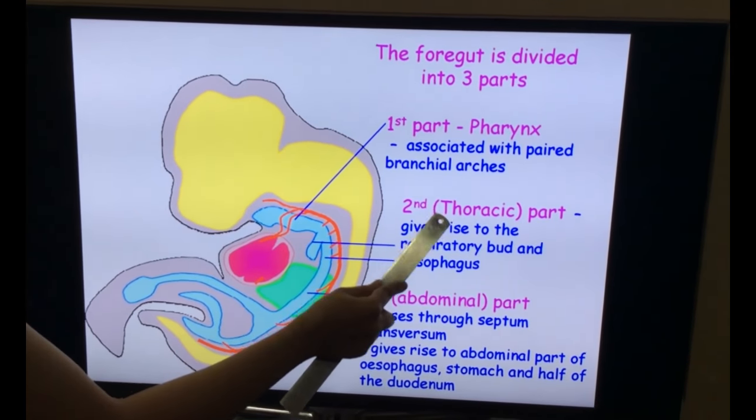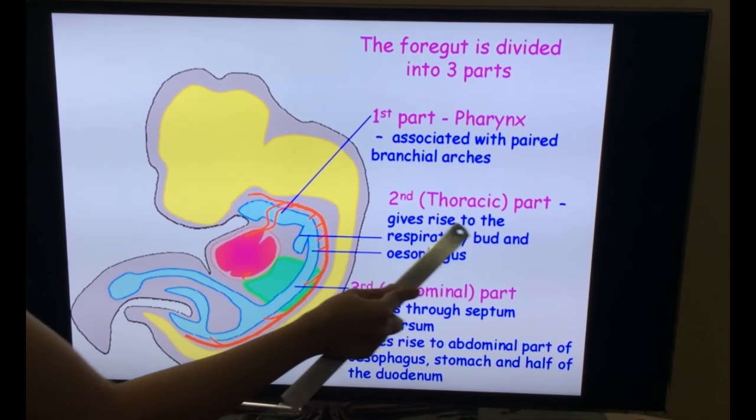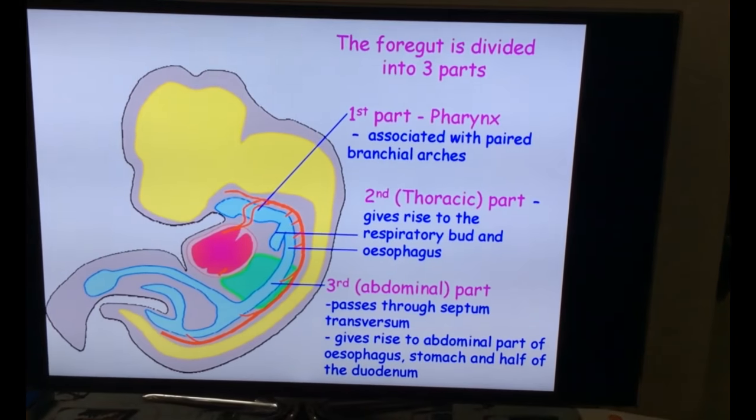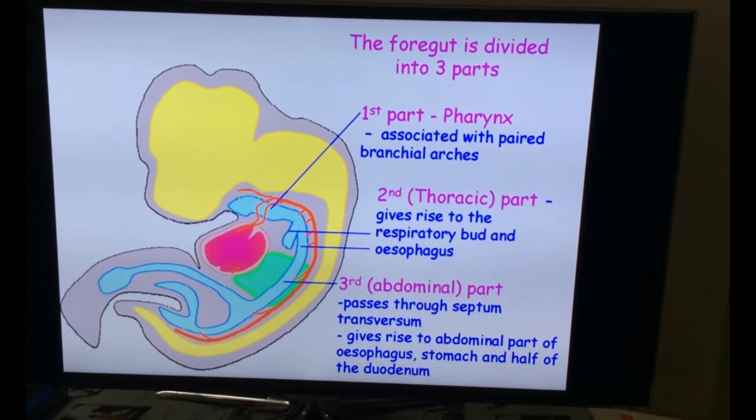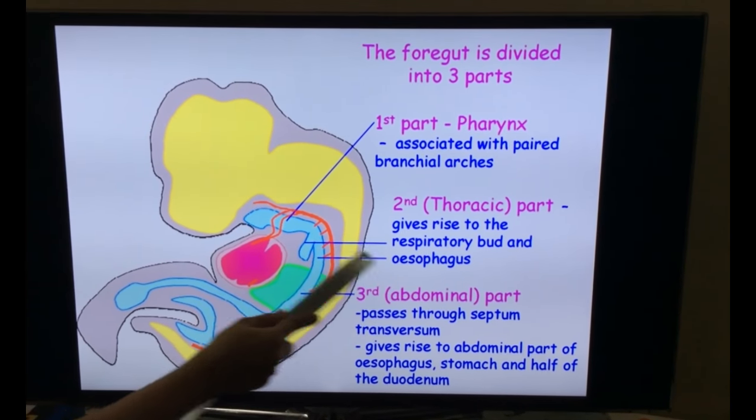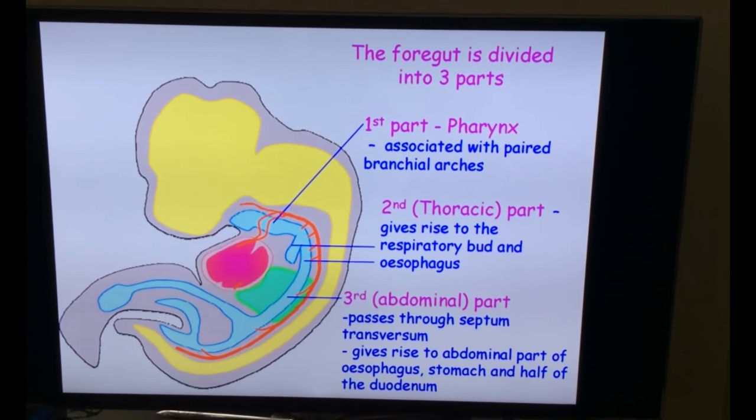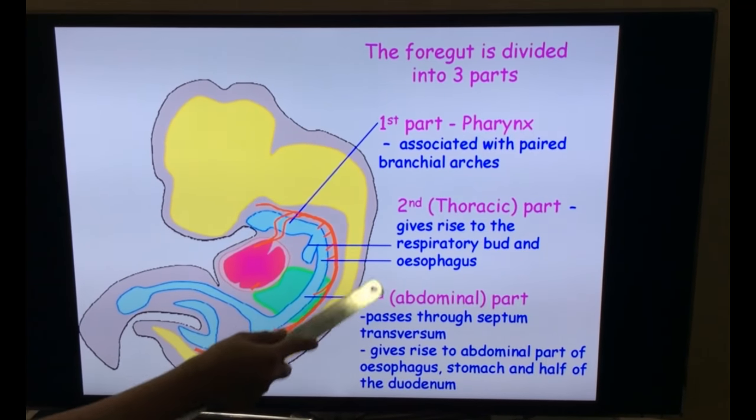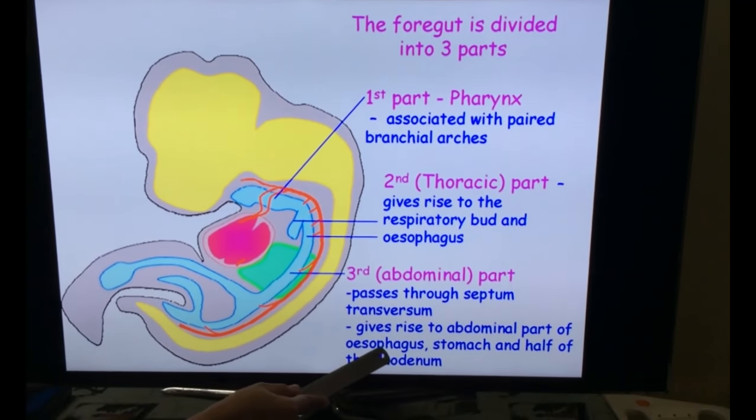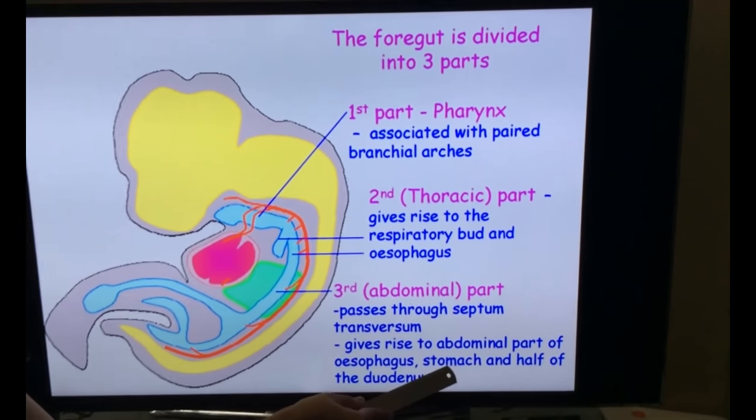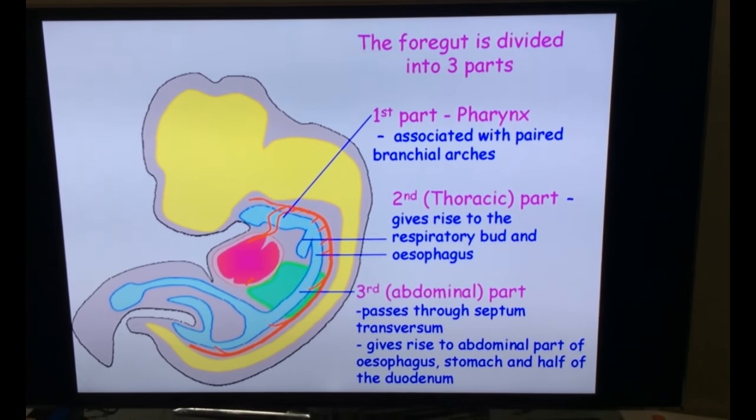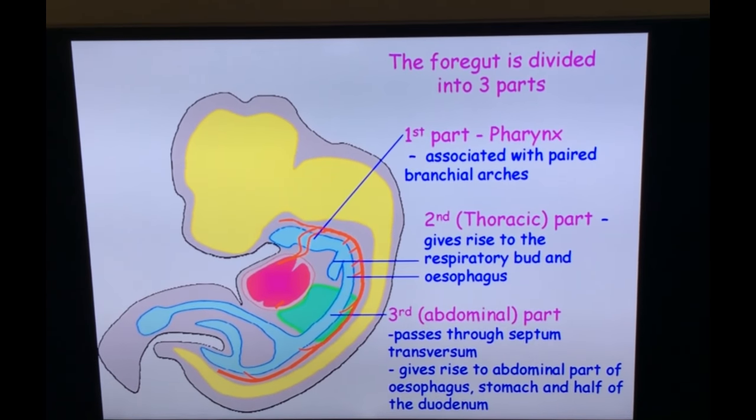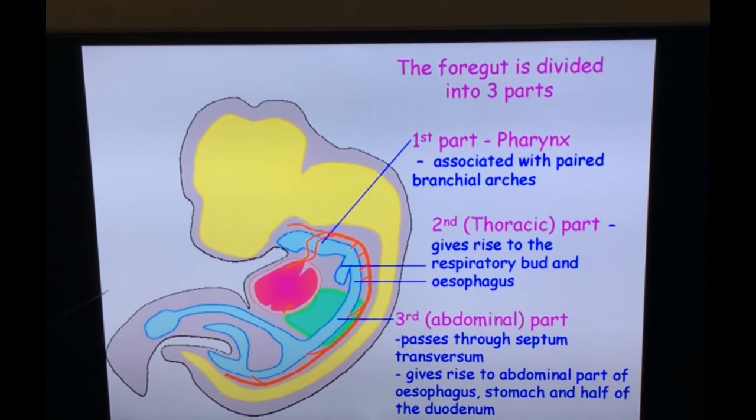The second part is the thoracic part, mainly giving rise to the respiratory bud, which I had explained in my earlier video on the development of the respiratory system, and it also gives rise to the esophagus. The third part is the abdominal proper, which gives rise to different structures, including a part of the esophagus, stomach, and also the duodenum, and even the liver, pancreas, and the extrahepatic biliary apparatus.